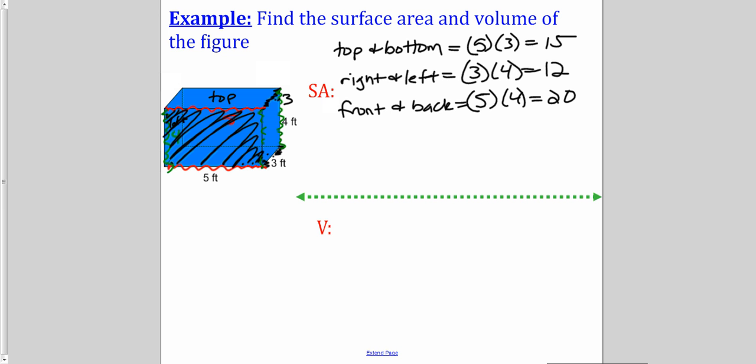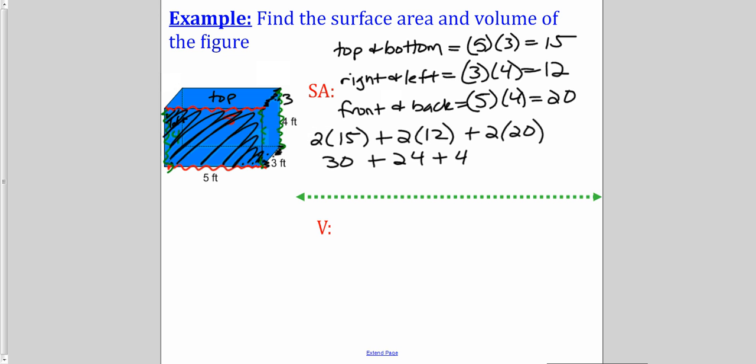So for our surface area, we need to remember that each of these numbers that we found, we really have 2 of them, because the area of the bottom is 15, but the area of the top is also 15. So I have 2 15s, and I have 2 12s, the right side and the left side, and I have 2 20s, the front and the back. So that is 30 plus 24 plus 40, and if we add that all up, we should get, hold on, 94.